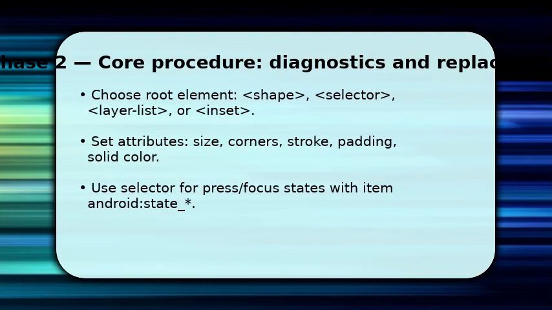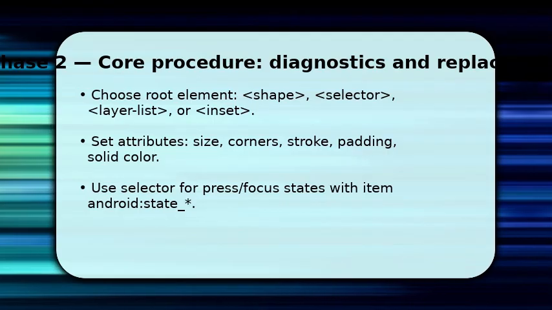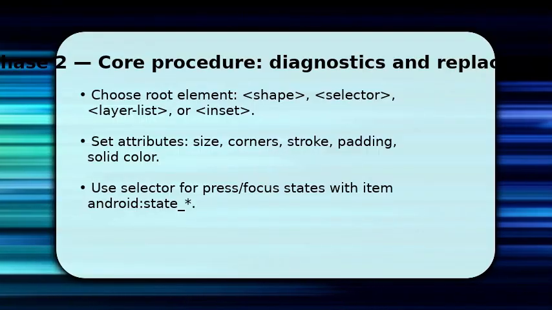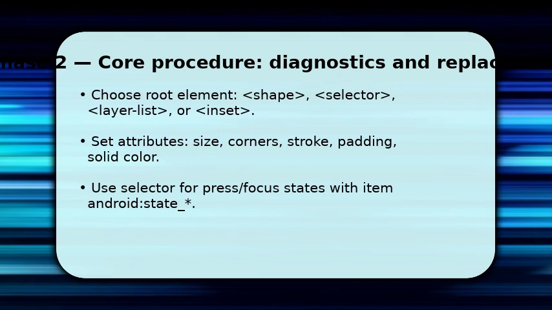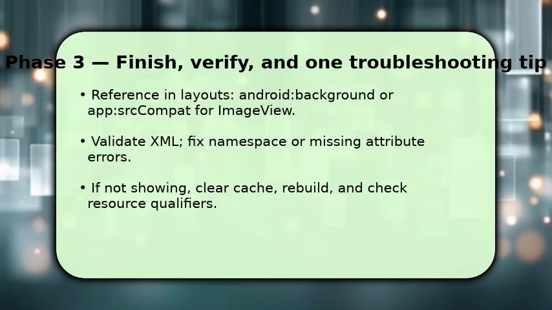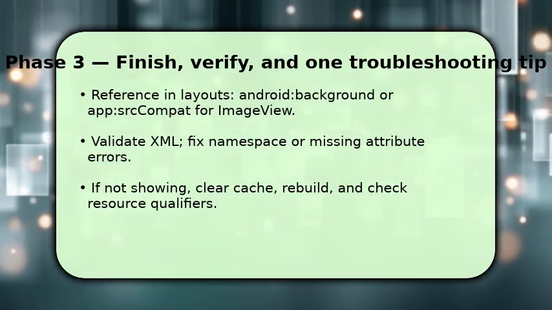Now you build the drawable itself, focusing on how it behaves and looks. If you need a static background, use shape and declare size, corners, stroke, padding, and a solid color. This controls the visual appearance. For interactive controls, choose selector and add item entries with android:state_pressed or android:state_enabled to define alternate drawables. For complex compositions, use layer-list. Make sure to use dp for dimensions and hex, or @color references for colors, so the drawable scales and themes match properly. Finally, apply the drawable and verify it renders as intended.